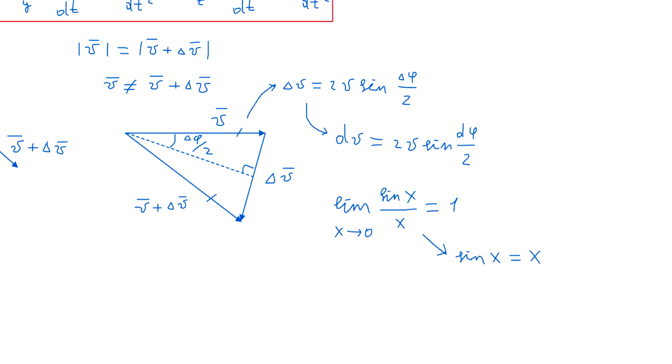But it is necessary to notice that this formula works only in case where x is in radians. If we have an angle in degrees, this will not work. So in this case, x and phi are in radians. But we can use this here, and it will be 2 multiplied by v multiplied by d phi divided by 2. And this will be v d phi.